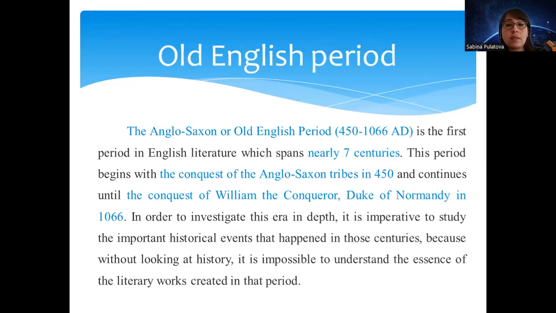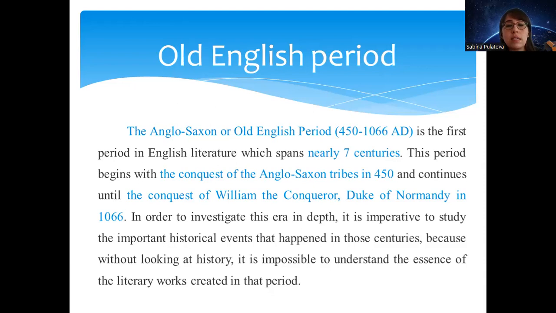So let's start with the first period of English literature, which is called the Old English period. The Anglo-Saxon or Old English period is the first period in English literature which spans nearly 7 centuries. This period begins with the conquest of the Anglo-Saxon tribes in 450 and continues until the conquest of William the Conqueror, Duke of Normandy, in 1066.